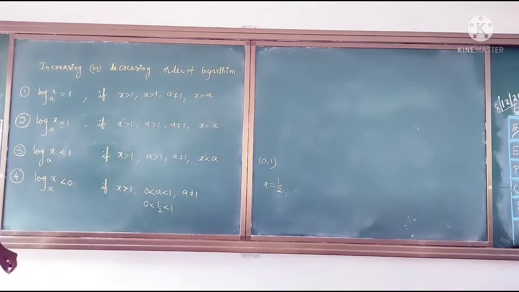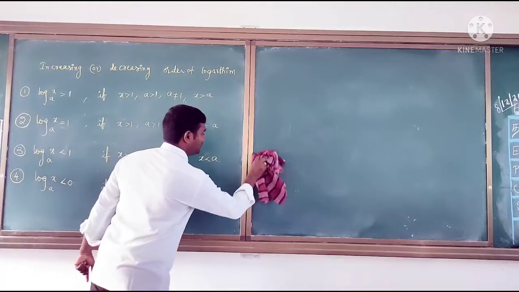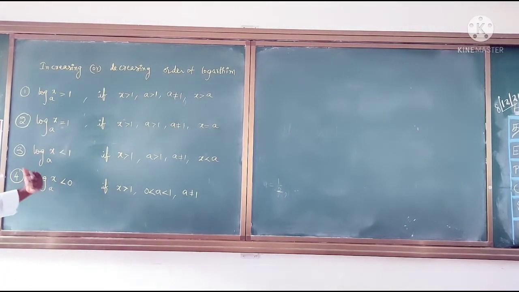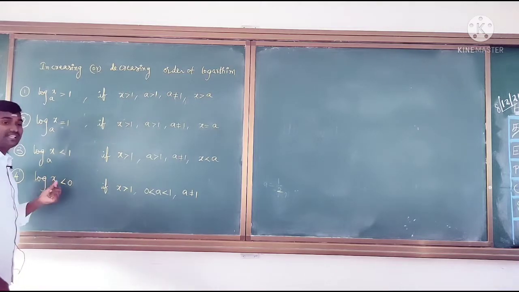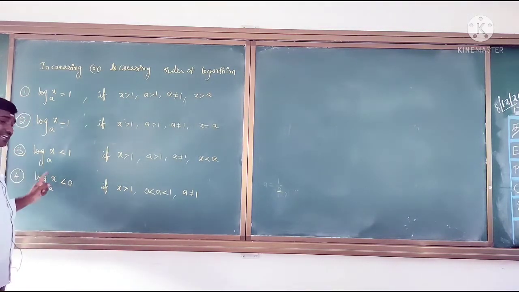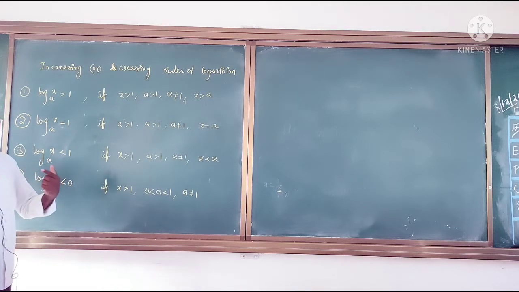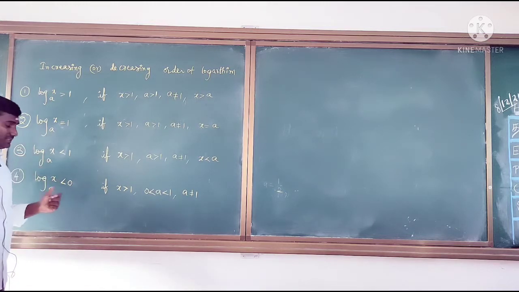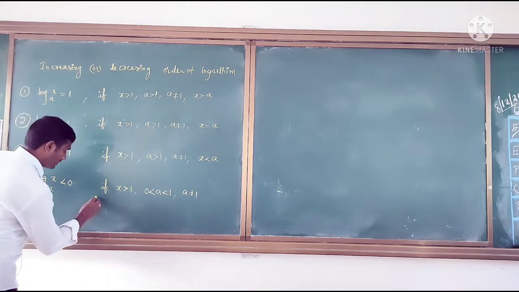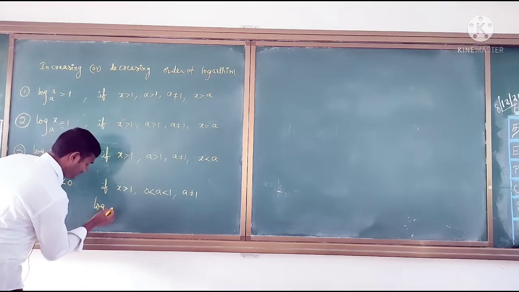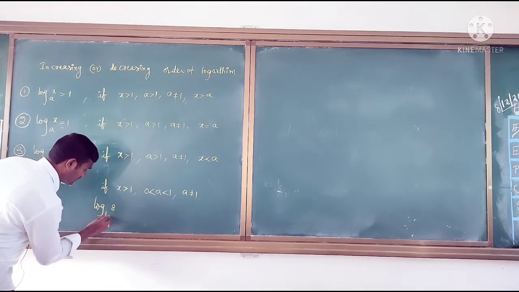Now, how will it be less than 0? Less than 0 means it is negative, so it is a negative exponent. 2 power minus 3 equal to 1 by 8 we can write now. Like that. See, for example, log 8 to the base 1 by 2 you can take.